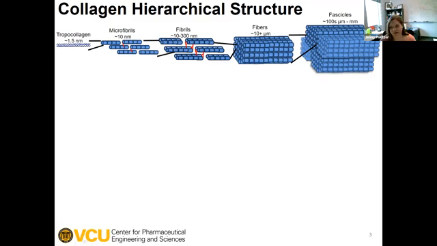The field's pretty well versed on how we can get this fibril level organization, but it remains much of a black box of how you move to these larger fibers and fascicles. And that's really where my lab sits, in trying to understand how we can regenerate those or make them in vitro to create engineered replacements.